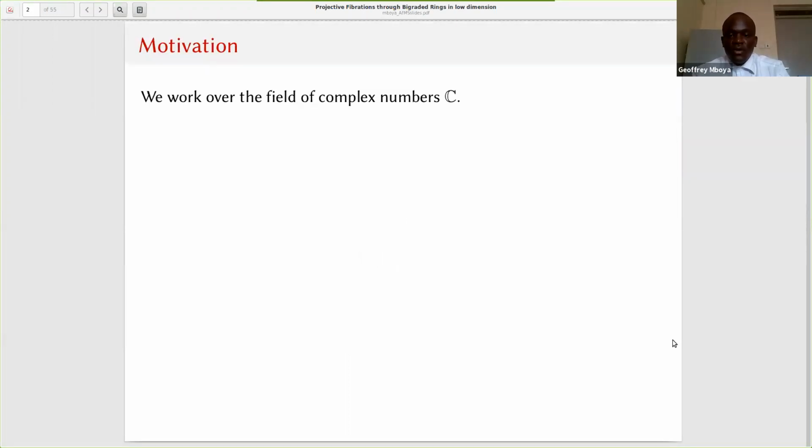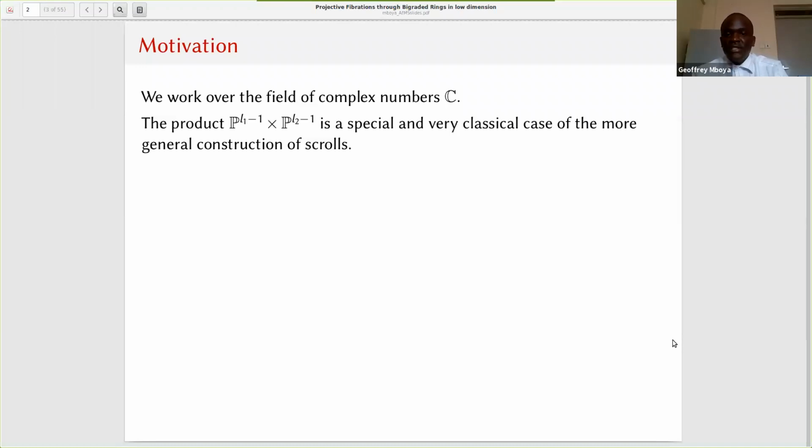The varieties we're going to talk about are complex varieties. To start, the object I'm going to describe is a construction. I'll give an analogy using the product of projective spaces of dimension L1 minus 1 and L2 minus 1.